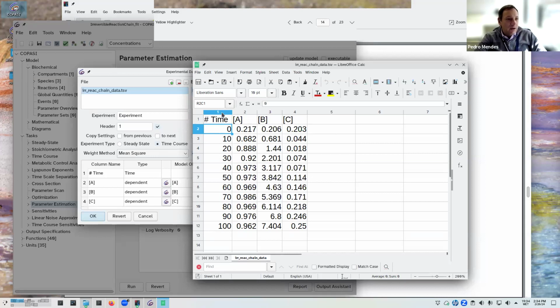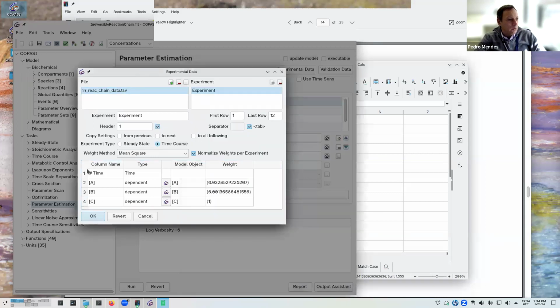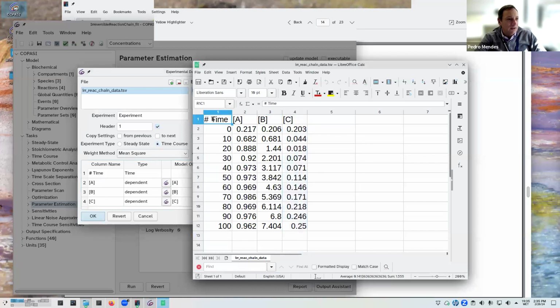So I have 1, 2, 3, 4 columns. When I load this file in COPASI, it will show me the 4 columns here. They're actually now displayed in rows, but they correspond to the columns of the data file. And COPASI is displaying here what the data file has in the headings. So if I had written something else here, it would appear that way.